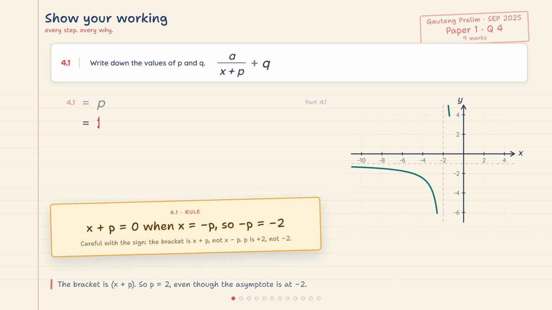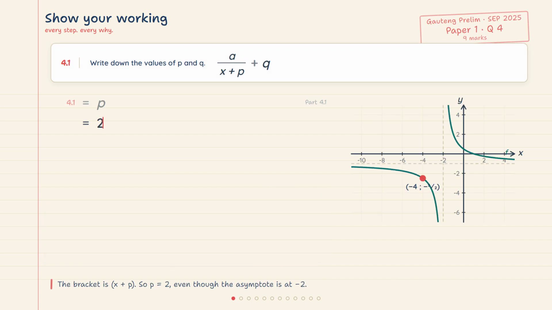A hyperbola's vertical asymptote is wherever the denominator hits 0, because that is the one x the function cannot have. The denominator is x plus p, and x plus p is 0 when x is minus p. The sketch tells you that happens at minus 2, so minus p is minus 2, and p is plus 2. Watch that sign. The bracket is x plus p, so p comes out as the opposite of the asymptote, and half the marks lost on this part are lost right there.